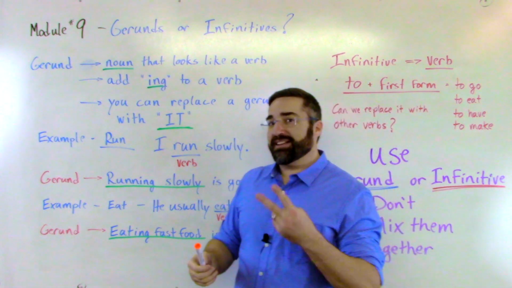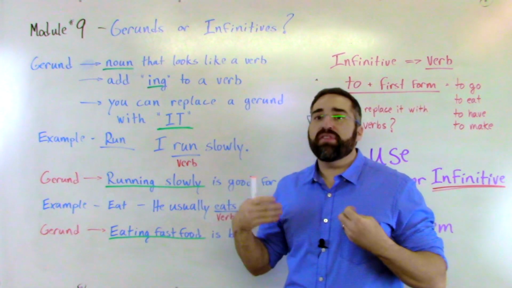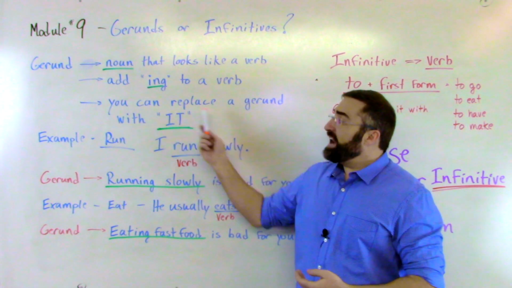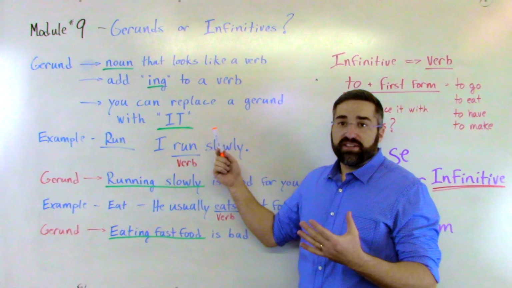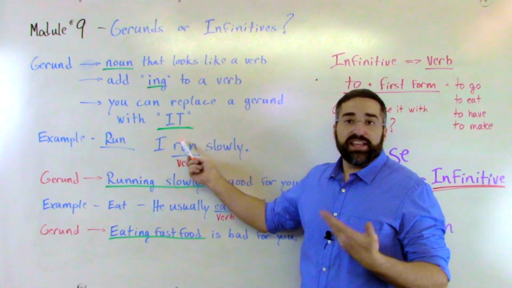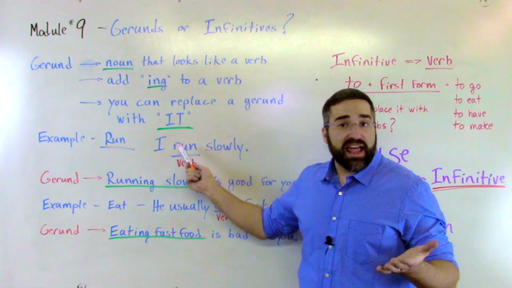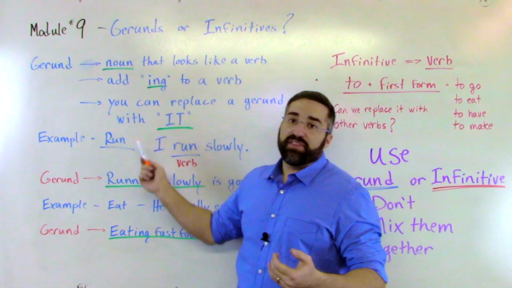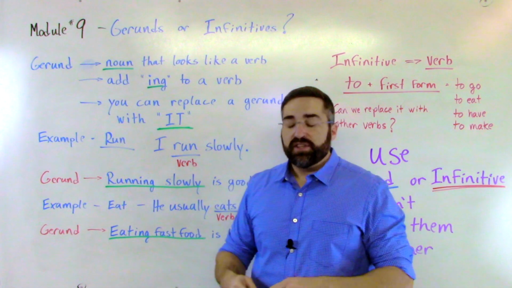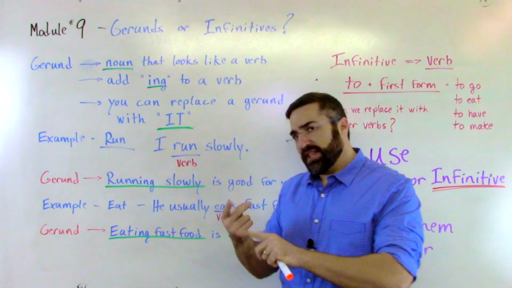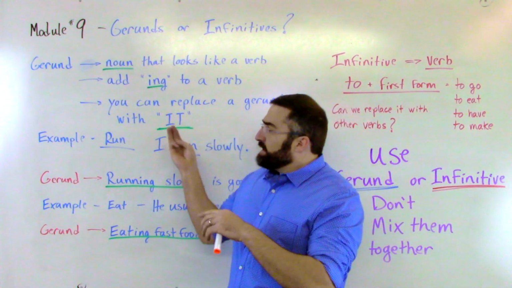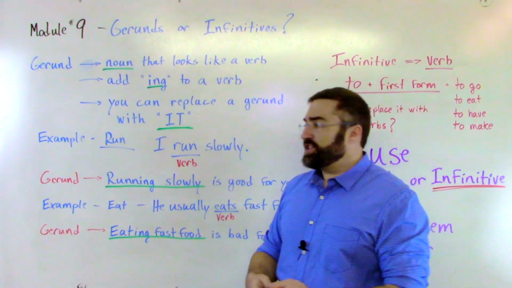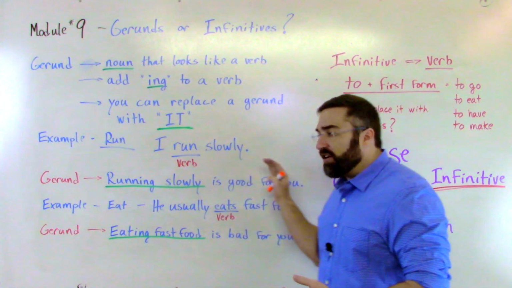That's the second thing to think about. Now, the third thing to think about with gerunds is, can I replace the gerund, the ing, with the word it? Which makes it a noun or the subject of a sentence quite often. So think about these 3 things for gerunds. It's a noun, it looks like a verb, it can be replaced with the word it, and it's definitely got an ing form.